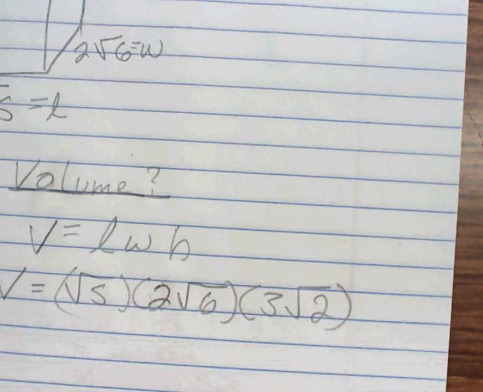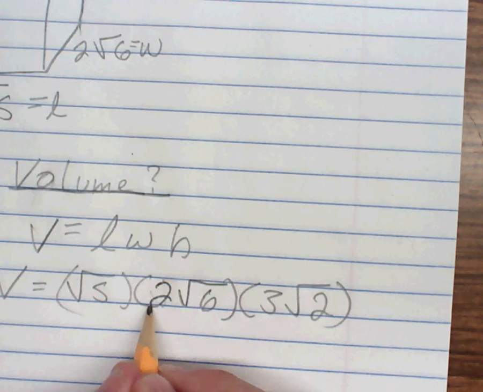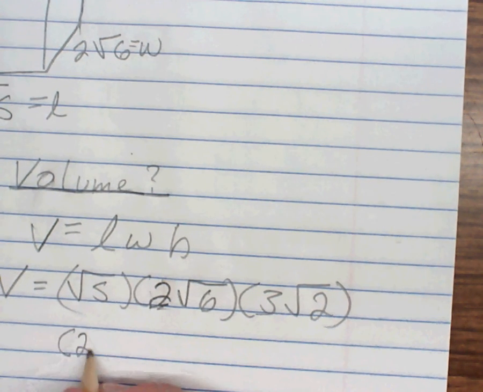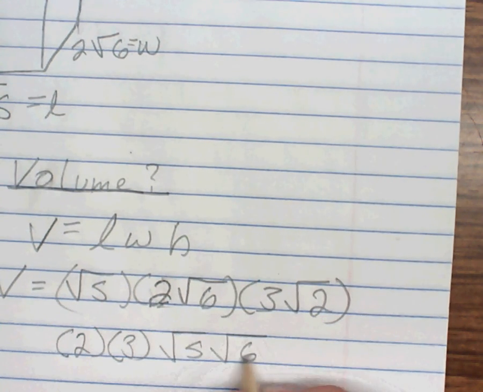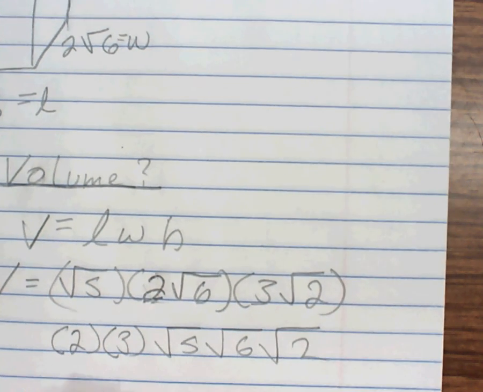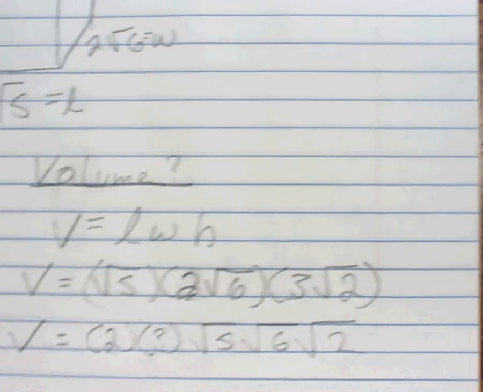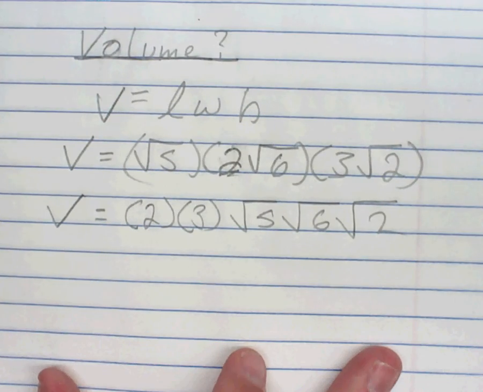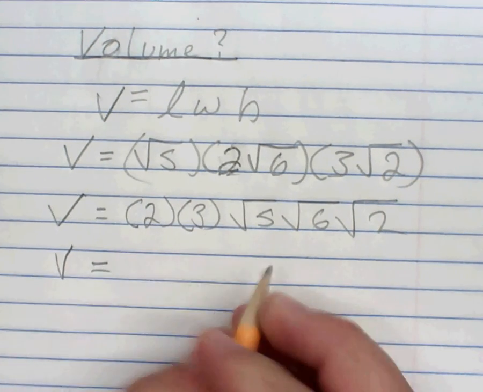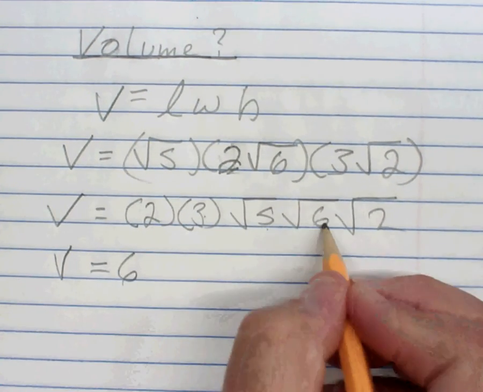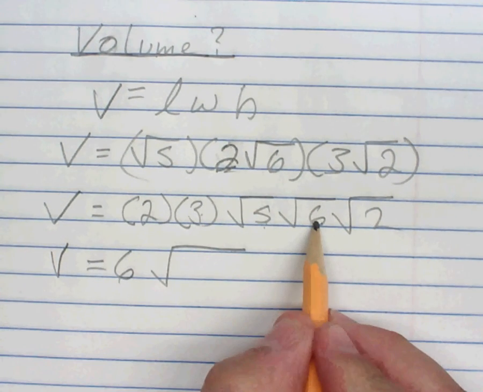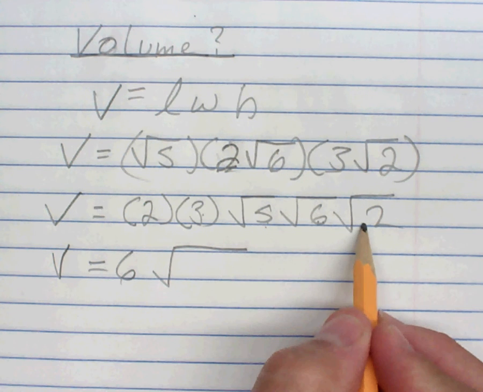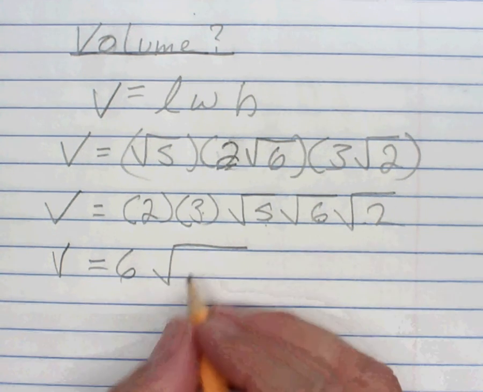So now I'm just going to multiply the numbers by the numbers. So I have a 2 and a 3, so I'm going to put that in the front, 2 times 3. Then I have the square root of 5 times the square root of 6 times the square root of 2. Okay? Well, 2 times 3 is 6. Now what's 5 times 6? 30, right? What's 30 times 2? 60. So this is the square root of 60.